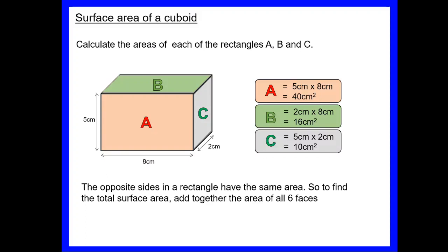So to find the surface area, remember we need 2 of each of these values because we need 6 faces. So I've got 40 plus 40, so that's the front and the back, 16 and 16, the top and the bottom, and 10 and 10, the left side and the right side. And we add those 6 faces together. That gives me 132 centimetres squared for the surface area of my cuboid.